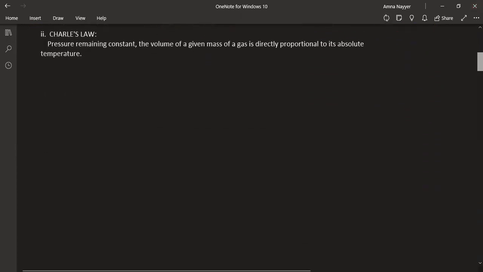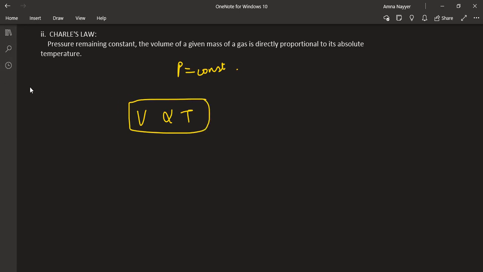Then the second law you have is known as Charles' law. This gives the relationship between temperature and volume. Here, if three quantities are there, they will be exchanged: one is pressure, one is temperature, last one is volume. Now if pressure is remaining constant, which are left? Volume and temperature are left. So volume is directly proportional to temperature. If volume increases, temperature also increases. If volume decreases, temperature also decreases accordingly.